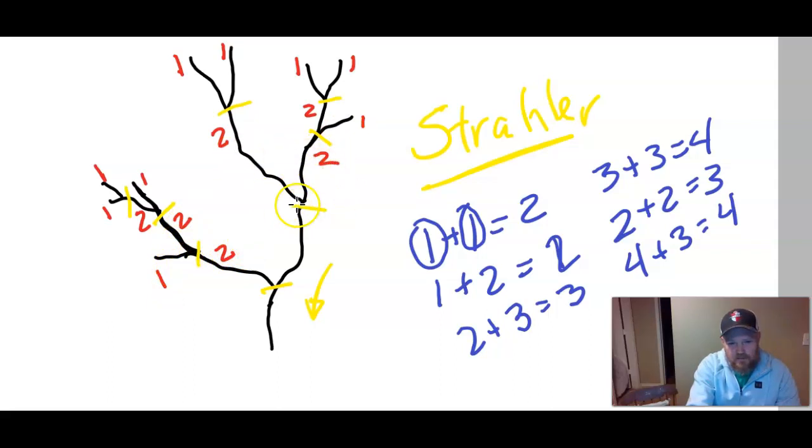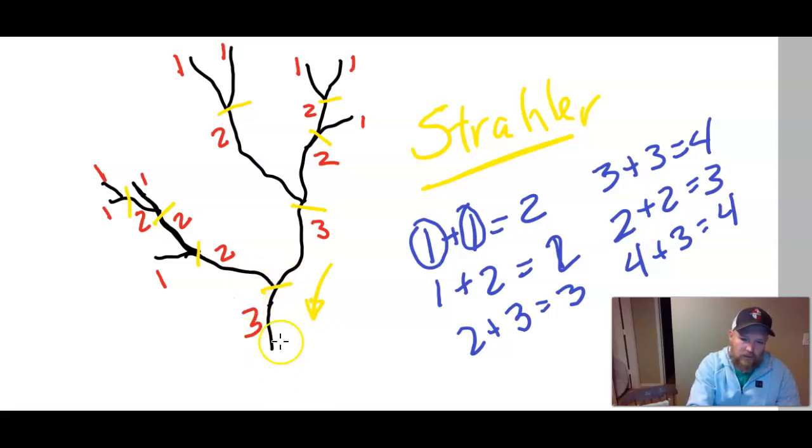Then back over here at this confluence, 2 and 2 would be the same number, so we're going to go up 1, so it's 3. Then right here, this is going to be 2 and 3. When we add 2 and 3 together, that stays 3. So we always just keep the larger number. At this point, this river is a number 3.